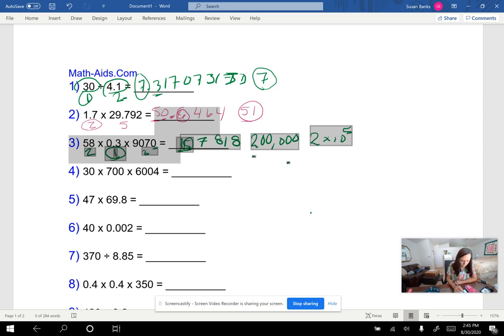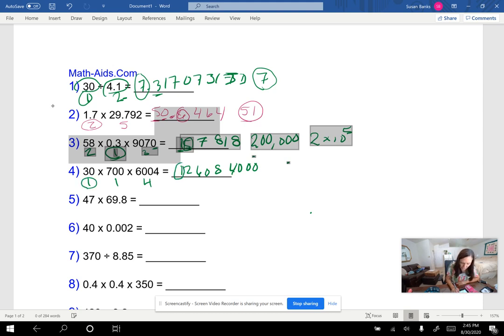Okay, let's look at number 4. I've got 1 digit here, 1 digit here, and 4 digits here. So that means I can only really report 1 digit. So let's put this in my calculator. 30 times 700 times 6004. My calculator spits out 126084000. I can only report 1.